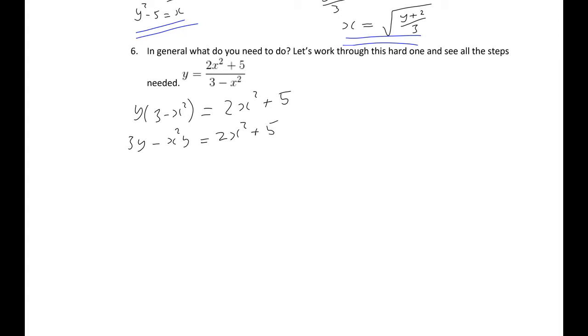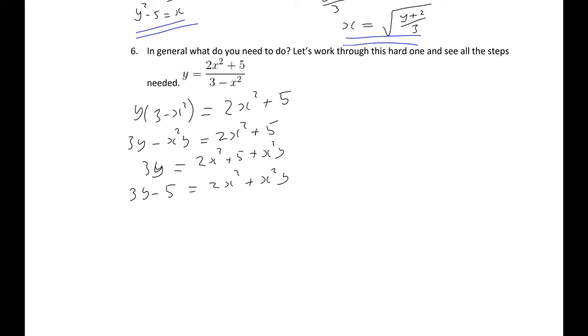We want to get all the x squared terms on the same side and everything that doesn't have an x squared term on the other side. So we're going to add x squared y and take 5. I'm going to add x squared y first: 3y equals 2x squared plus 5 plus x squared y. Now I'm going to take 5: 3y minus 5 equals 2x squared plus x squared y.